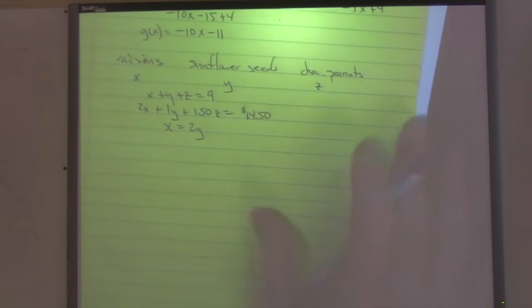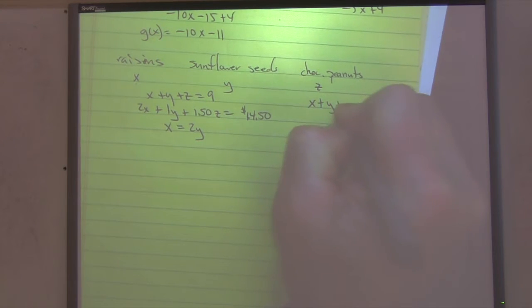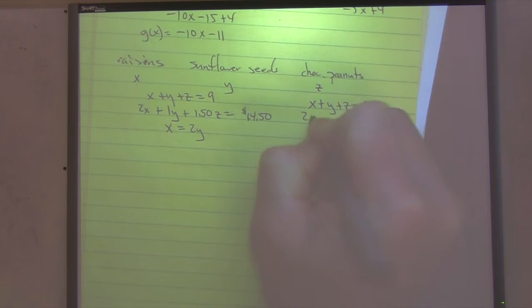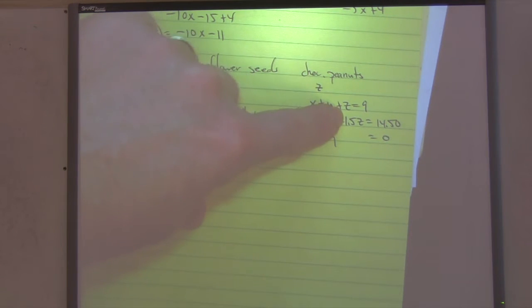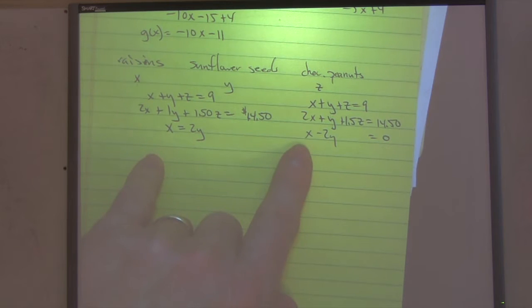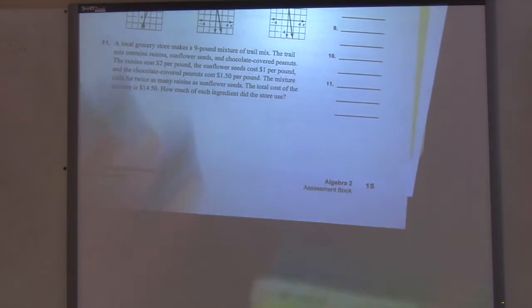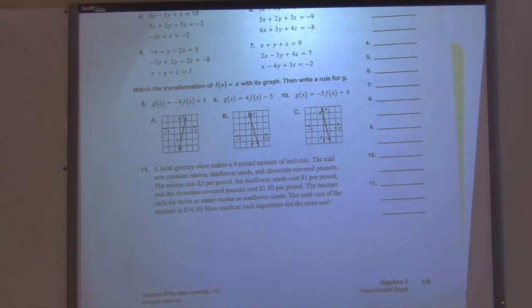So again, I always recommend that you line stuff up. So I'm going to go x plus y plus z equals 9. 2x plus y, I'm just going to drop the 1, plus 1.5z equals 14.50. And then I'm going to move the 2y to this side by subtracting and go x minus 2y equals 0 to get everything lined up. And so if I was doing this, I would get rid of the z's first because there is no z in this last equation. But this is just like the problems we had on 4 through 7, and so you should be able to take it from there. But that's just an idea of how to set up story problems.